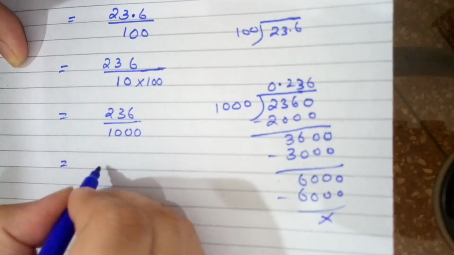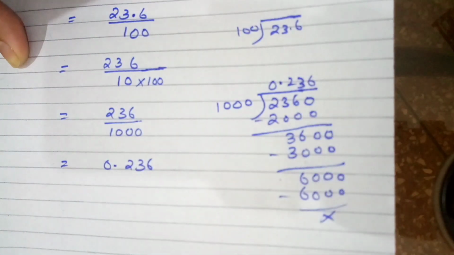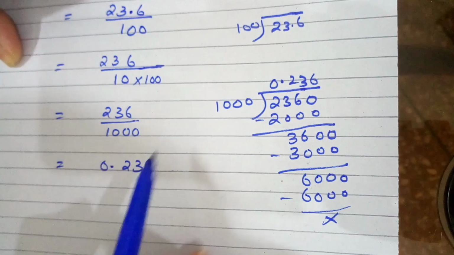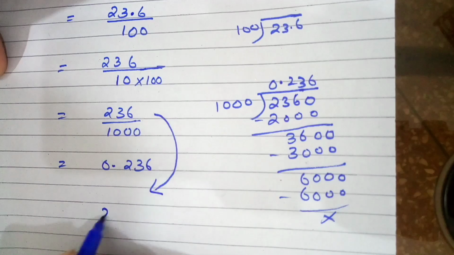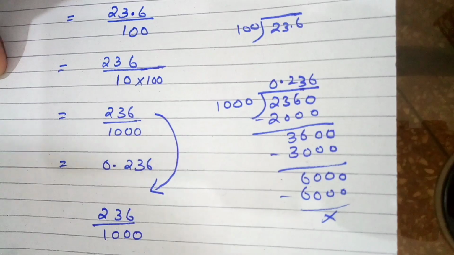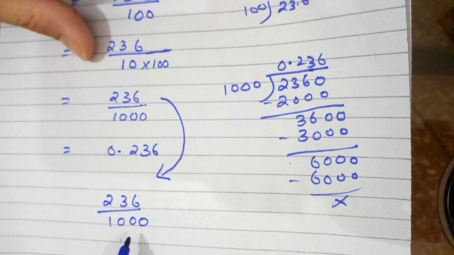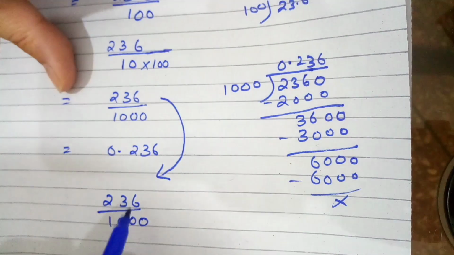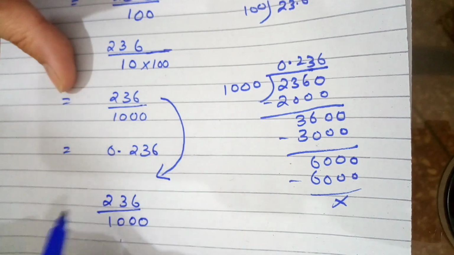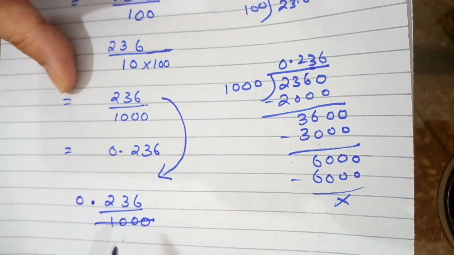So in the answer we have 0.236. Students, you can also solve this in a short way. We have the term 236 divided by 1000. Now we'll see how we solve it. Count the number of zeros we have: 1, 2, 3. So count from the right side: 1, 2, 3, and after 3 digits you put the point, and then the 0. That is equal to our answer.